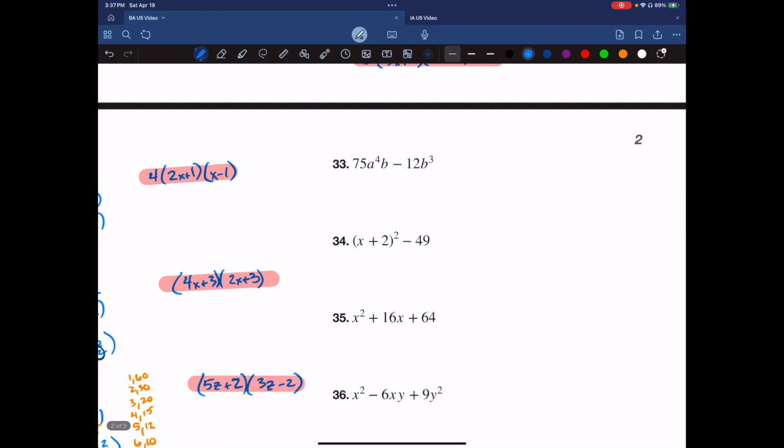33. I'm going to take out a GCF here. So 3 will go into both of these, and so will b. So I'm going to take out 3b, and that's going to leave me with 25a to the fourth minus 4b squared. And now, once again, I have the difference of 2 squares that showed up. So it's going to be 5a squared plus 2b, and then once you have your first parentheses, it's the same thing, but now I'm going to subtract: 5a squared plus 2b, and 5a squared minus 2b.